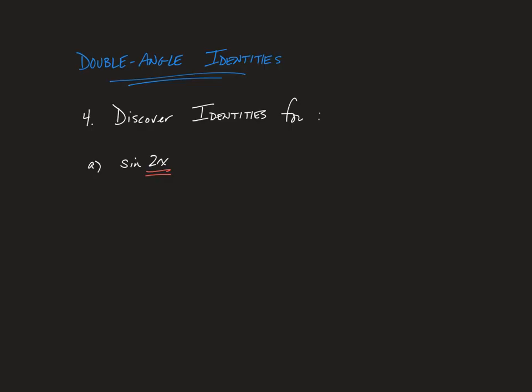Now, I would normally give us a bunch of time to work through this and try to stumble upon it. That's why I gave you the instruction discover. These ones happen to be, in my opinion, the easiest identities for us to prove because we've already got what we need in our background.